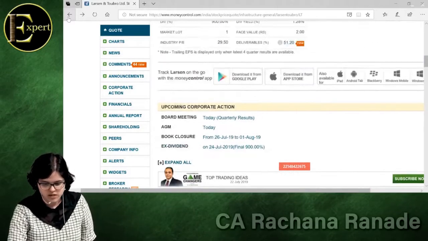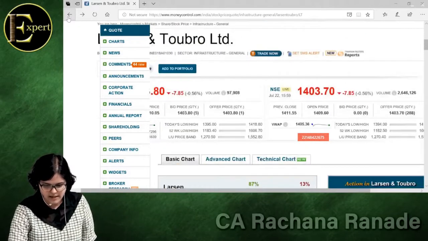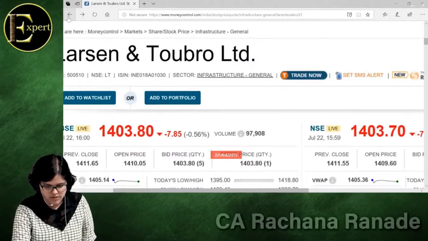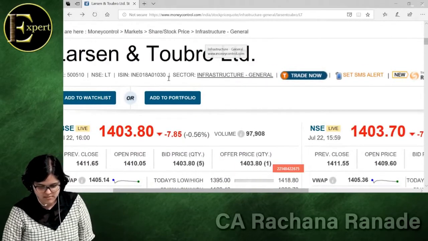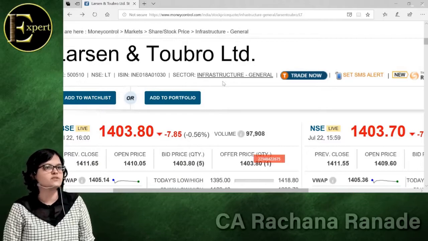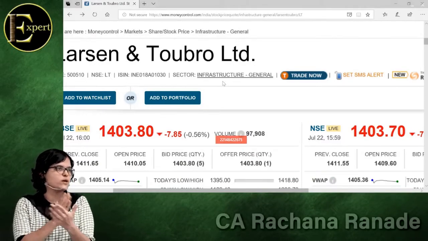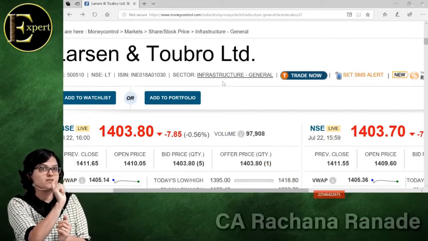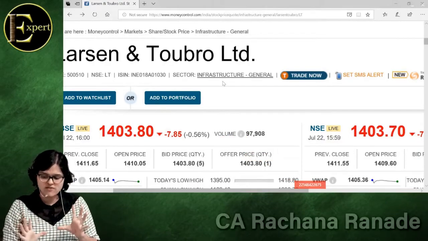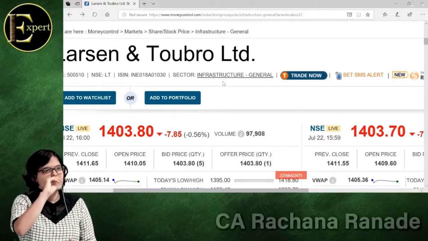So if you see here, whenever you type L&T, you will also find the sector. Sector is what? Infrastructure. And that is how for every company you will find a sector allocation. So whenever we tapped on peers right now, it will show only which companies? Only which are into infrastructure.